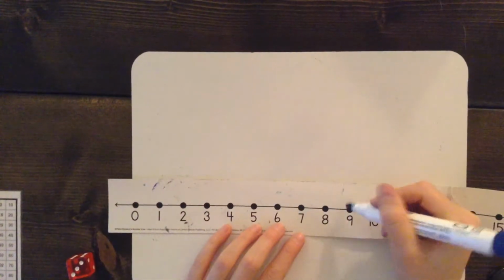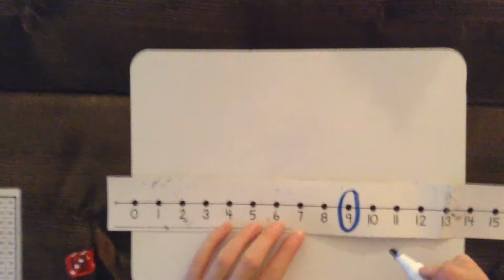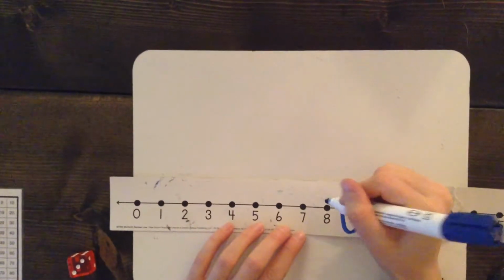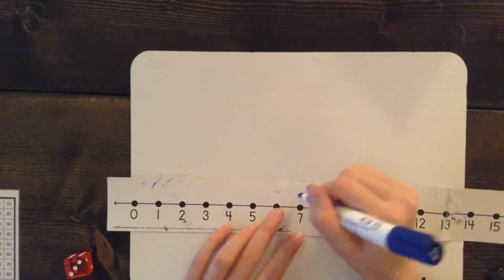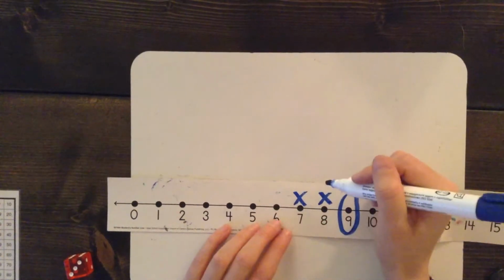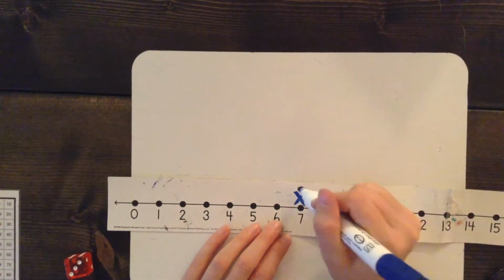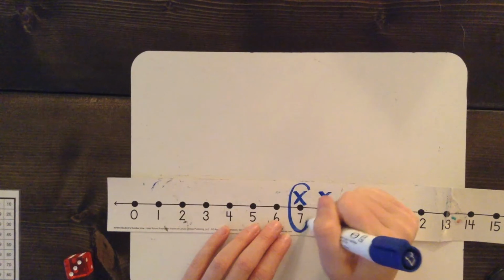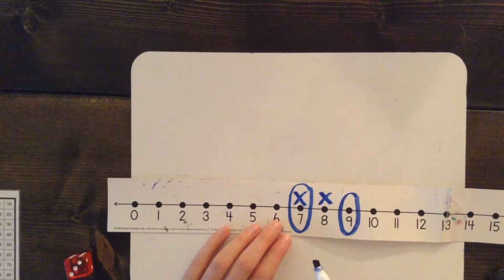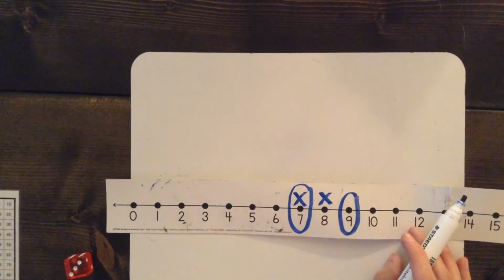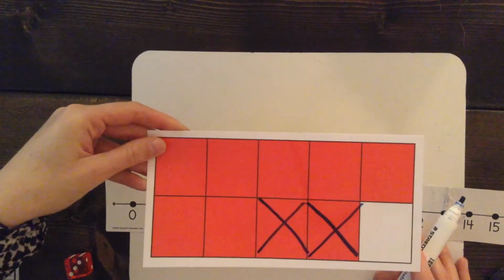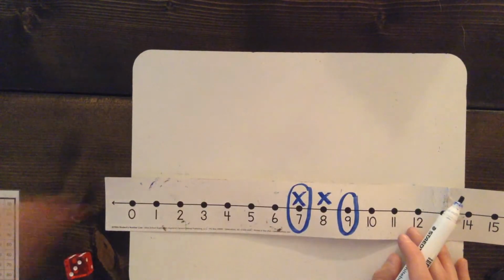Start on number 9. And now we're going to make our number 2 less. Remember, we have to move backwards on the number line because our numbers are getting smaller when we move less. We landed on 7. That matches up with our 10 frame card, just as we suspected. Let's show it another way.